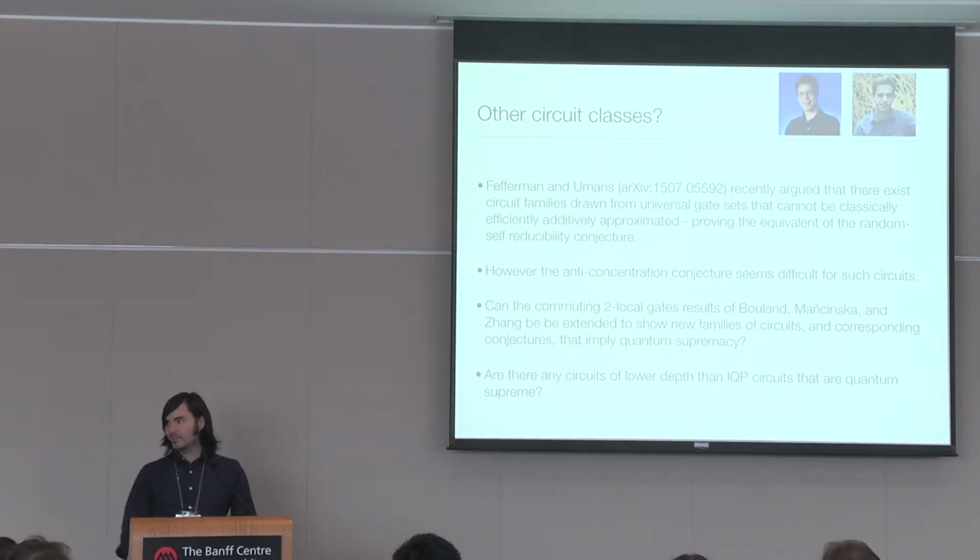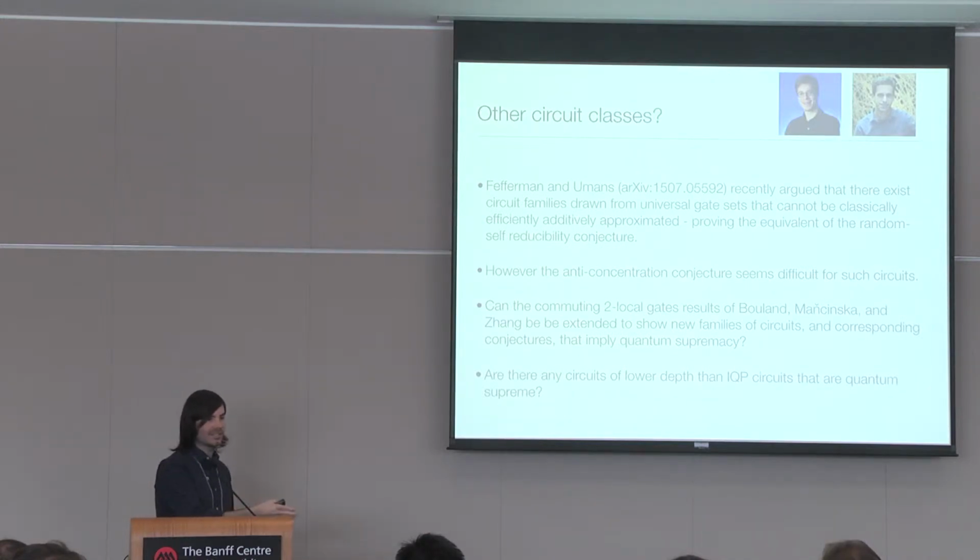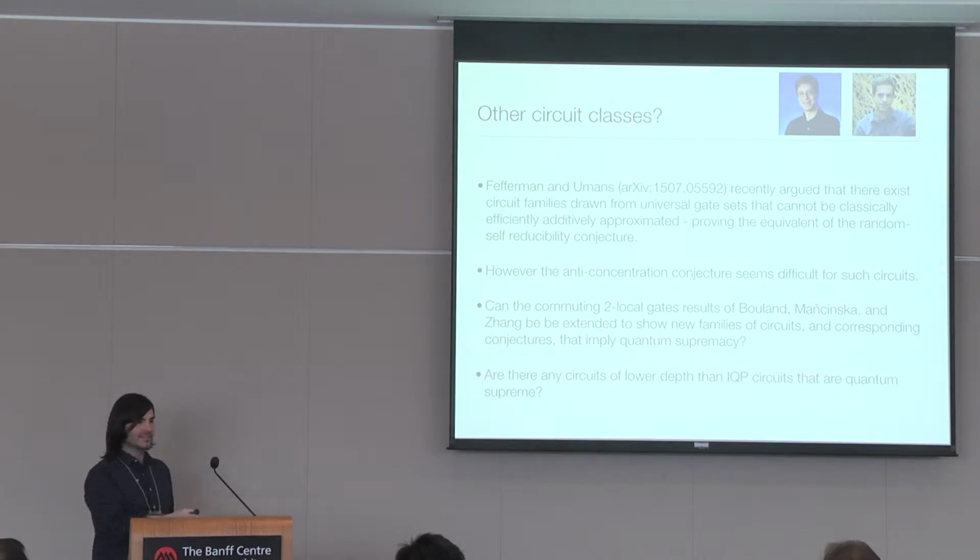All right, so you can also ask the question, what about completely other circuit classes? Bill Fefferman and Chris Umans, and Bill's in the audience, showed that for universal circuits, you can come up with a similar sort of argument. In their case, it's really great because they actually prove the equivalent of the random self-reducibility conjecture, so they prove average case hardness for the right things. Unfortunately, the anticoncentration conjecture gets a whole lot harder in their case. And talking to Bill, it's not really clear what we can do there.